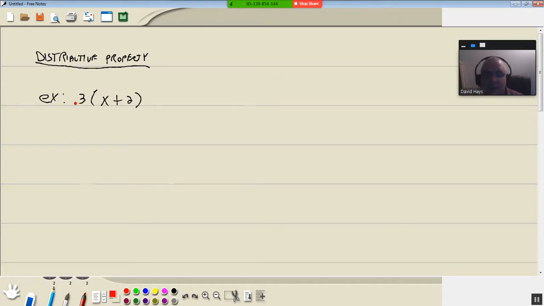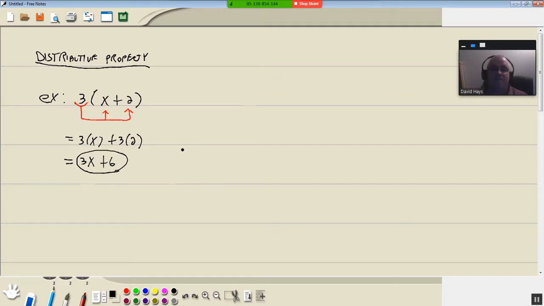So distributive property says we're going to take this number that's out in front. This is a single term, and we'll multiply it times x, and we'll multiply it times 2. So we got 3 times x, and we got 3 times 2. Well, 3 times x is 3x, and 3 times 2 is 6. So our answer would be 3x plus 6.